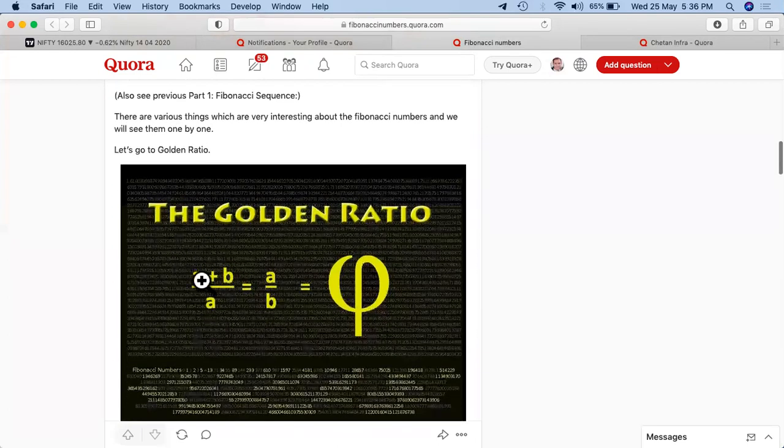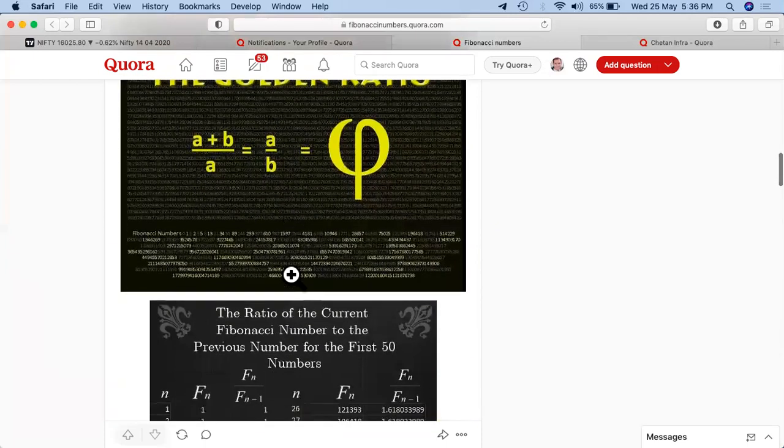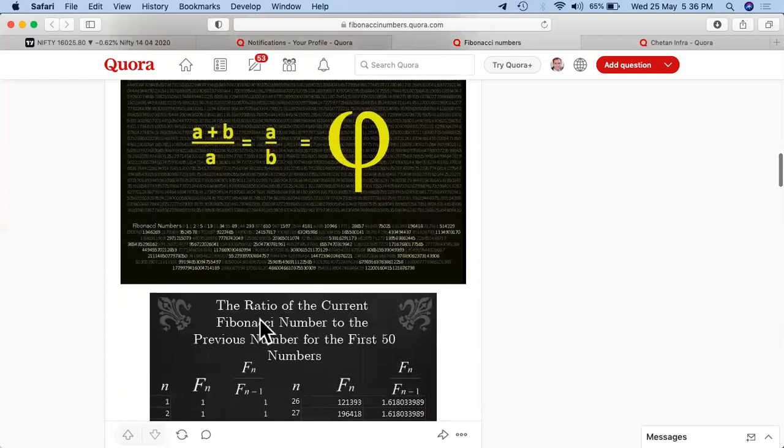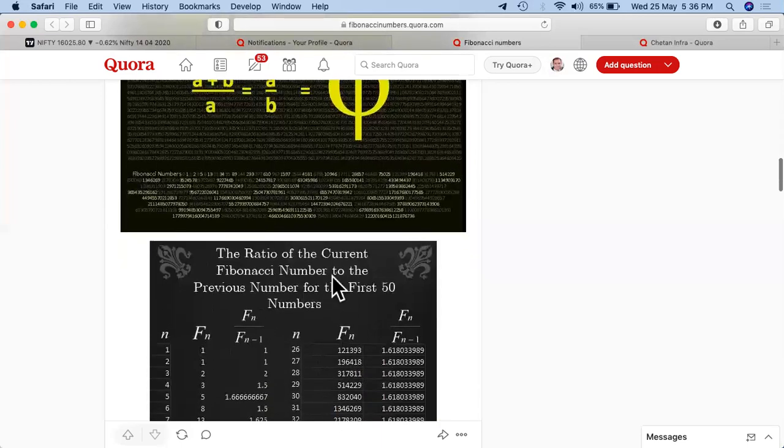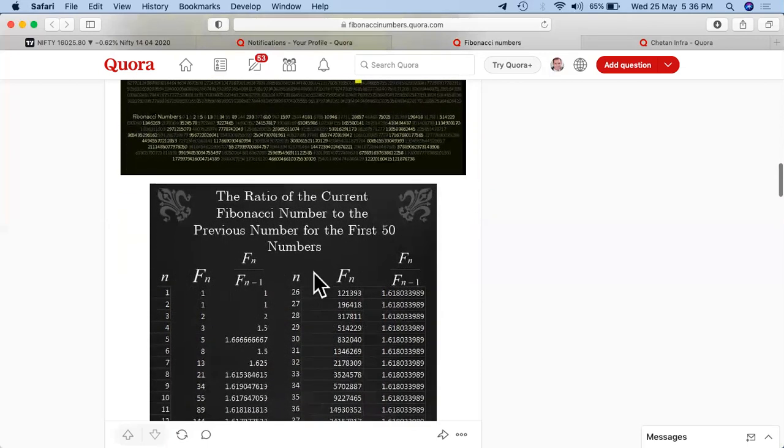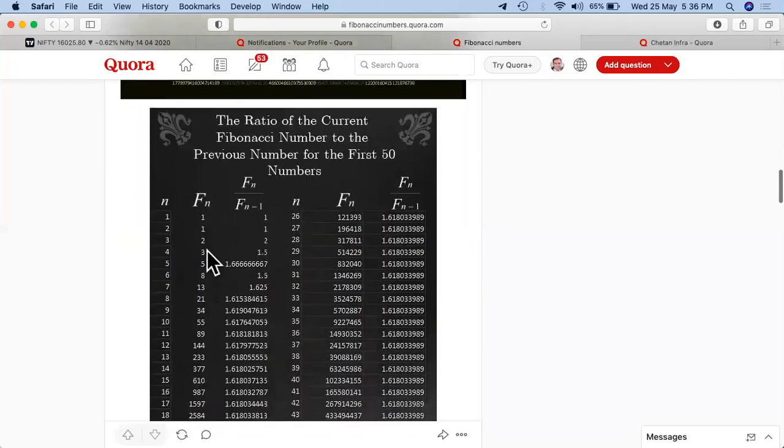Now, what is golden ratio? This is the formula for the golden ratio. The golden ratio is the simplest part, right? The ratio of the current Fibonacci number to the previous number for the first 50 numbers. So these have been given over here. So what is the ratio? The ratio is the Fibonacci number to the previous number, right? So let's try to find that. The first number is 1 by 1, that is 1. Again 2, it comes to 2. For 3, it comes to 1.5, right?